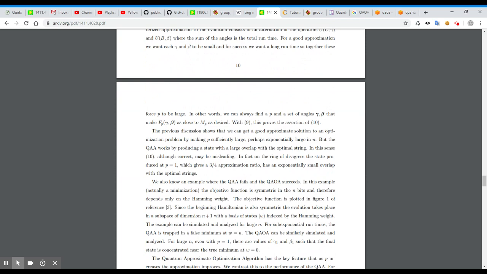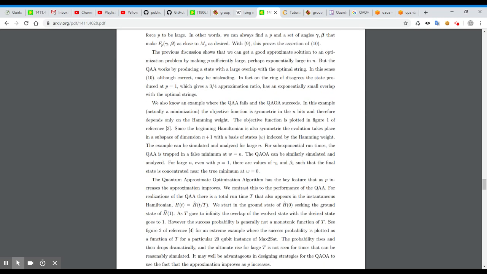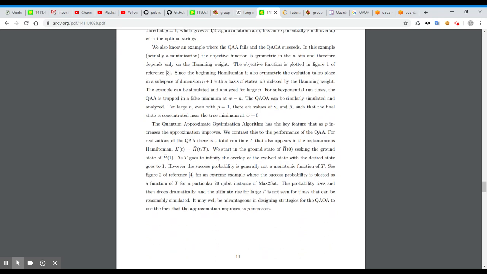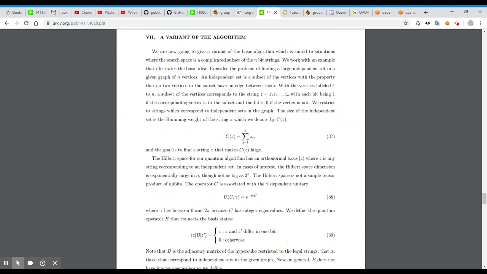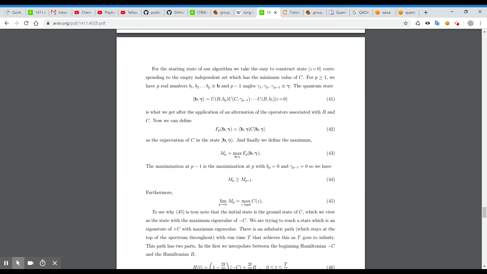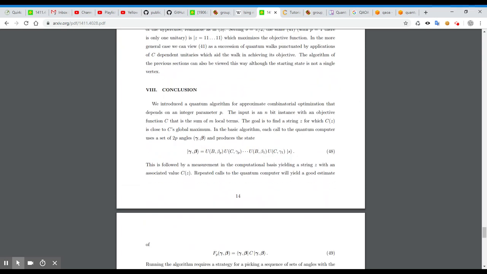Large, but the QAOA works by placing a state with a large overlap with the optimal string in distance. Symmetric in the variant of the algorithm. Conclusion.